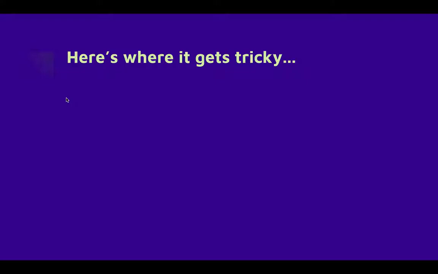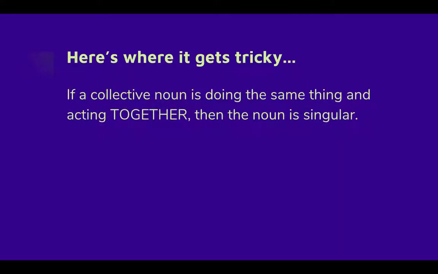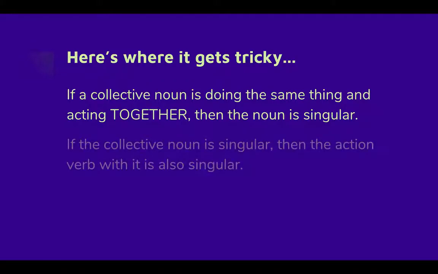Where it gets tricky, though, is figuring out if the group is acting as one or if it's acting as different members within the group. And that changes how we have to do something in the sentence. If the collective noun is acting together as one unit, then the action word, the verb, is also acting as one group.